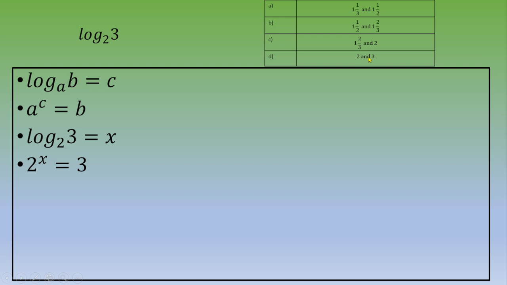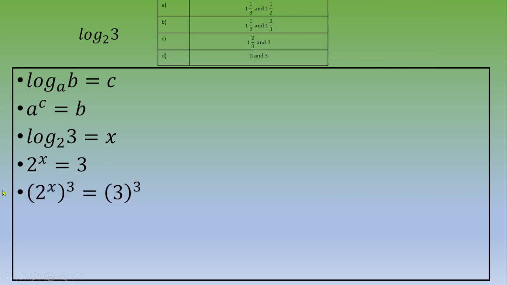So 2 and 3. So we are going to start to find an upper bound. And 3, this is the biggest number. So we're going to raise both sides of this equation to the power of 3. So this is 2 to the x cube equals 3 cube. And 3 cube, this is 27.